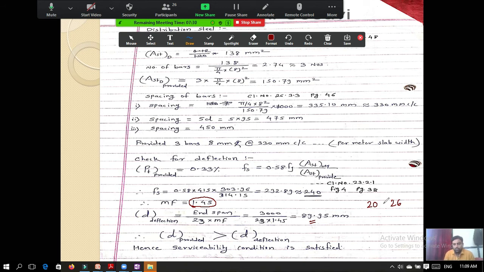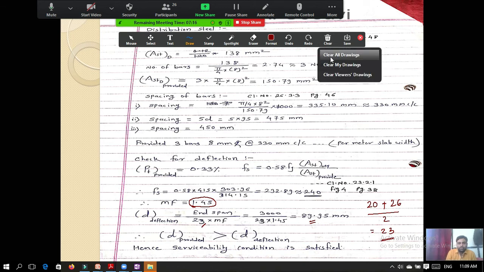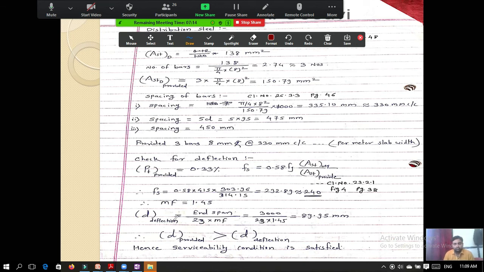Okay, so we have taken the average of these two, 20 plus 26 divided by 2, it works out to be 23. So this value 23 we have considered over here to calculate the deflection. Now if you calculate the deflection, then it is 89.95 mm. This is the deflection. So D required for the deflection is 89.95. So the deflection resist करायला जी depth लागणार आहे, that depth is nearly 90 mm. If I round this up, it is nearly 90 mm depth.